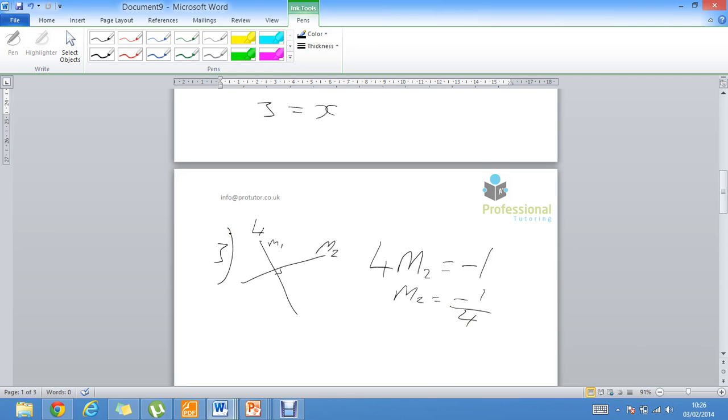So please make a note of that, otherwise you cannot attempt this question unless you use Pythagoras, which is another method in the mark scheme given. So the product of two perpendicular lines, the product of their gradients is always equal to minus 1.